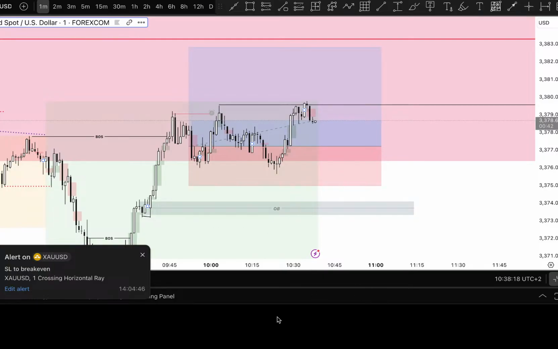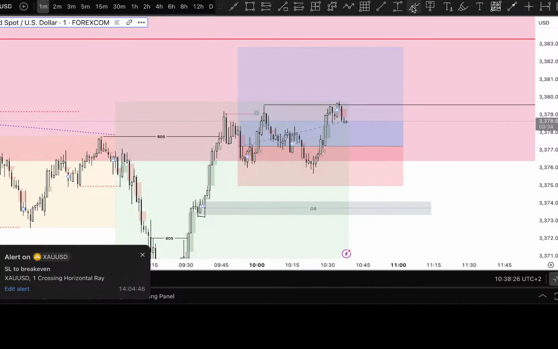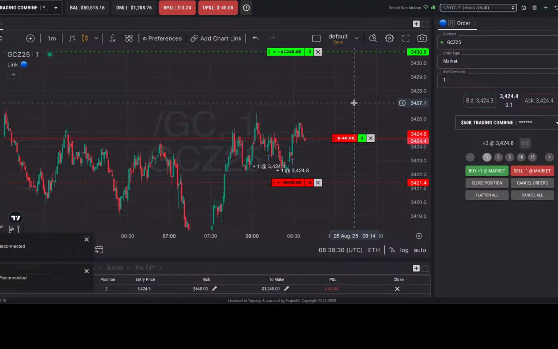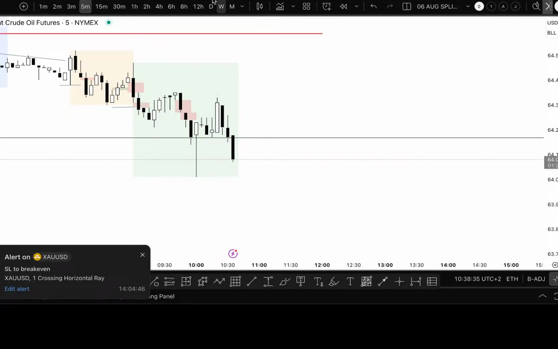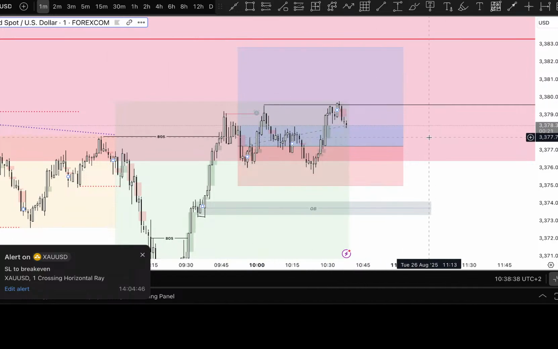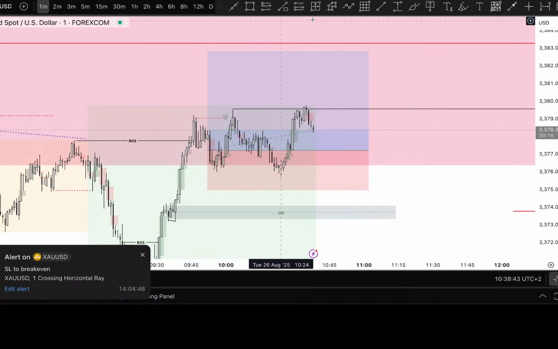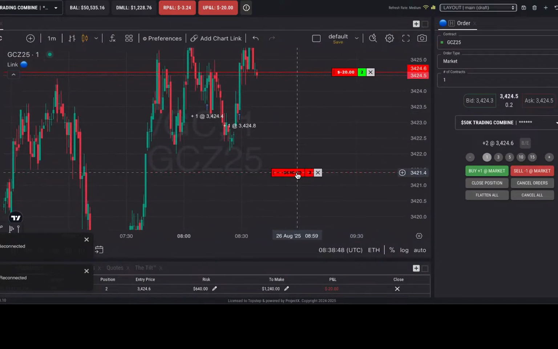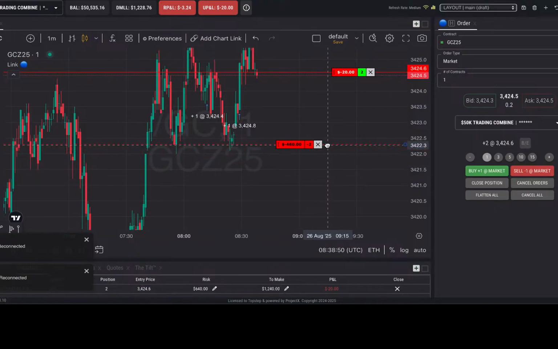Yeah, so the gold has reached. So I'm just moving my... oh my god, SL is here. Okay. I think my entry got delayed. Yeah, one good thing is that I don't need to wait for this much. I can reduce the risk to 450 here.